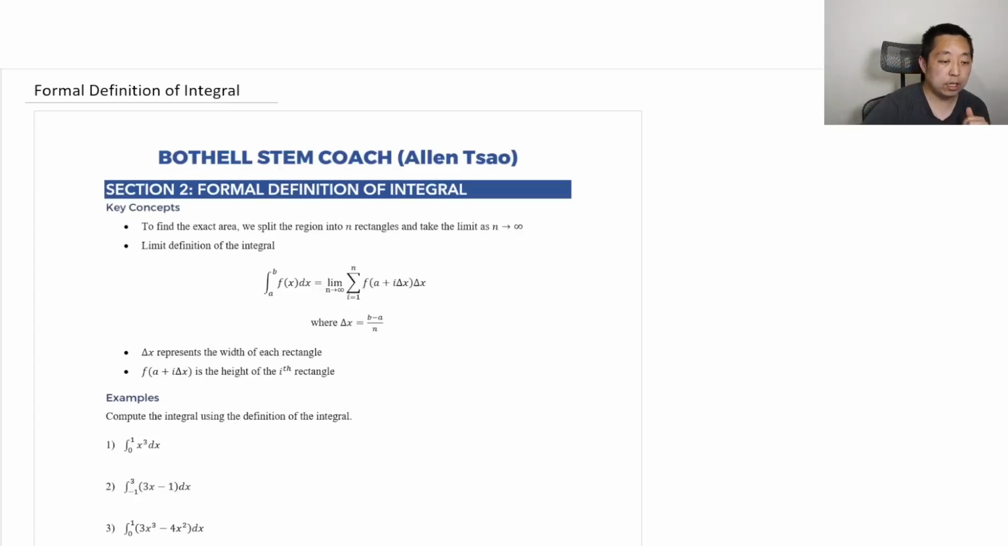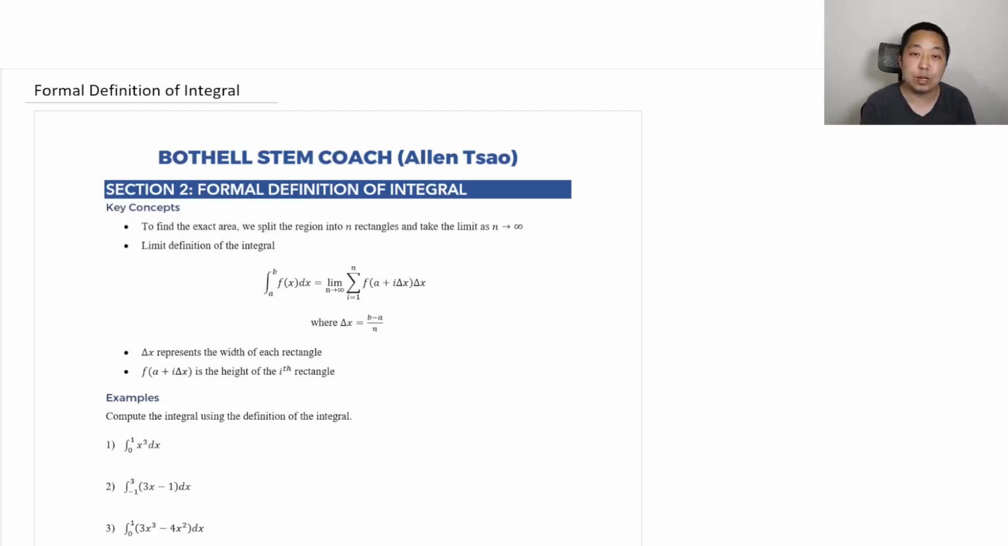So now we're going to take a look at the formal definition of the integral, which is the way we find the exact area. Previously we were looking at a Riemann sum to estimate the area. But this is the basic idea: if you make the rectangles smaller and smaller, or in other words, if you use more and more rectangles, then you will approach the exact area under the curve. So you'll get the exact area if you do more and more rectangles.